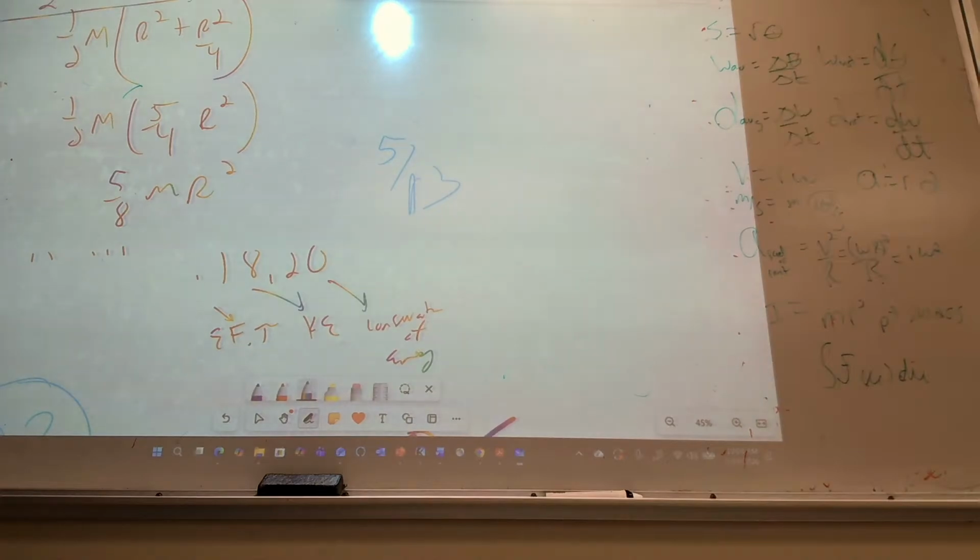Okay, so they're giving us information like inertia. Now we're not using a set equation, but they put it in terms of mr squared, so we're going to use the same process. They give you the radius, they give you omega, and they say to you, calculate H.